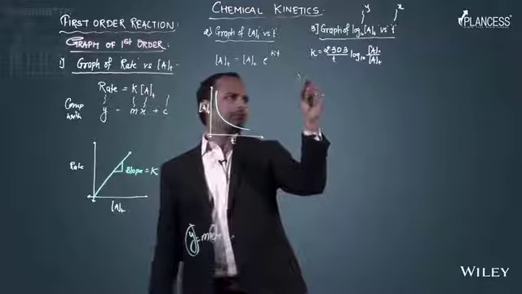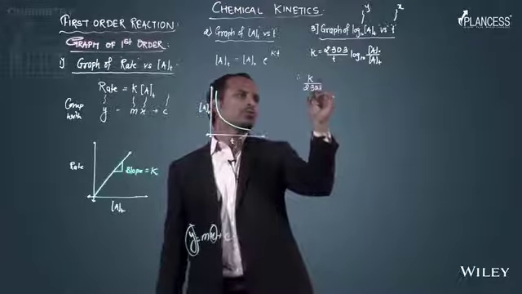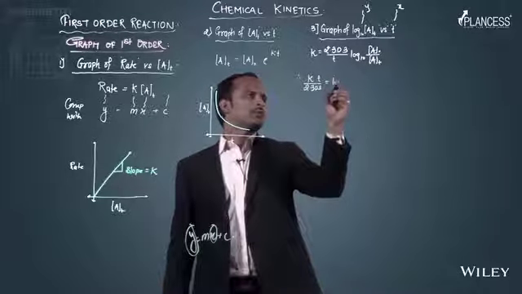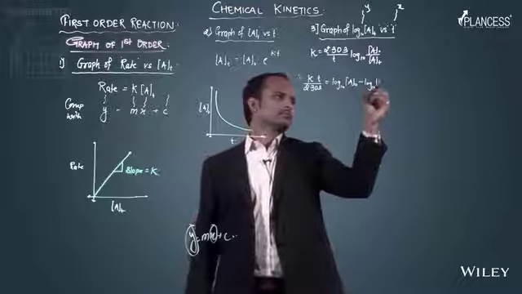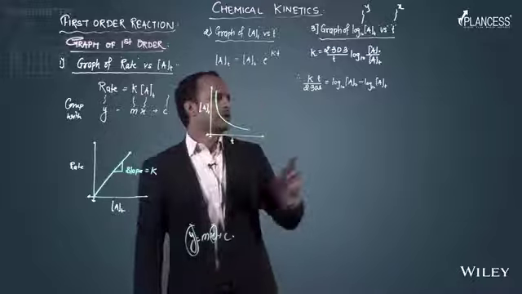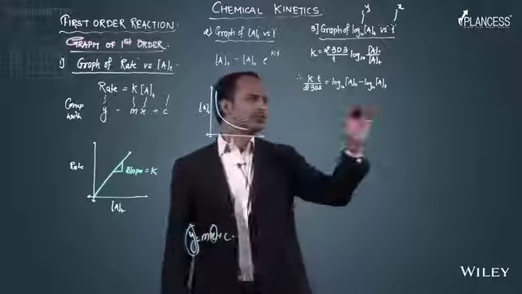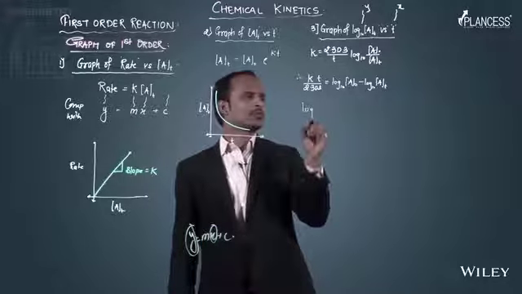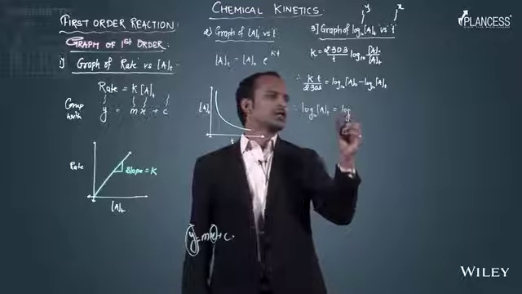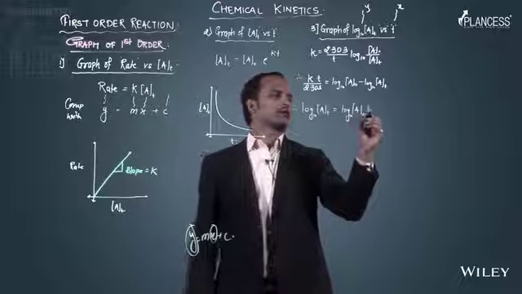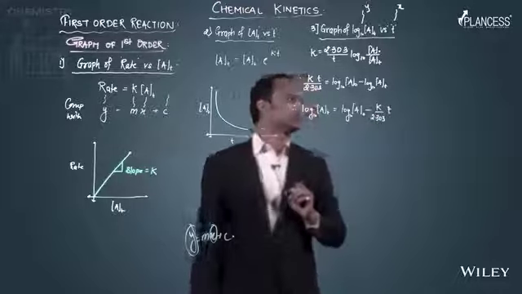So shift t on the left hand side, so it will become k upon 2.303 into t, and log of at. It can be written as log to the base 10 of a naught minus at. Again, at is on the y-axis and it is negative, so make it positive by shifting to the left hand side. So we will have log to the base 10 at is equal to log to the base 10 a naught minus k upon 2.303 into t.